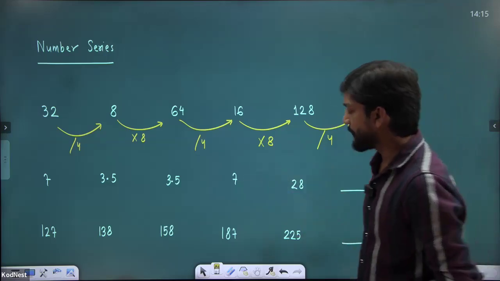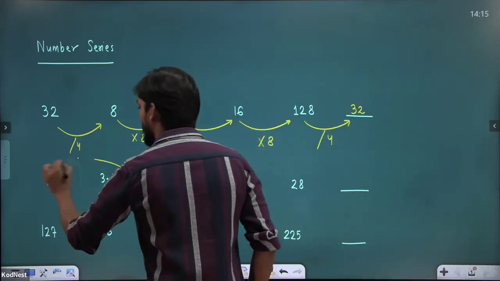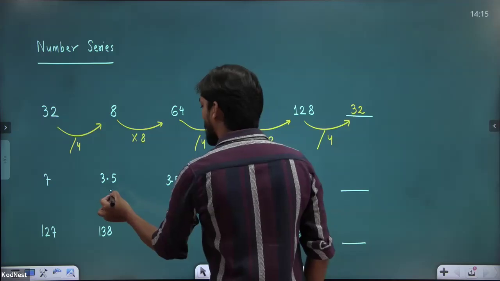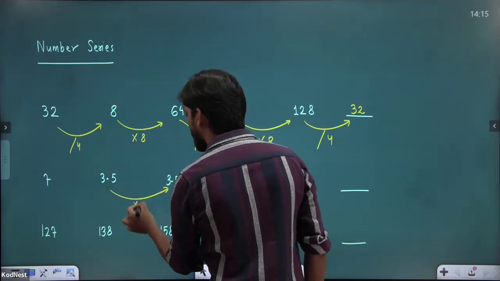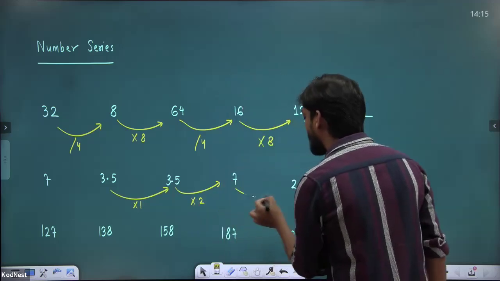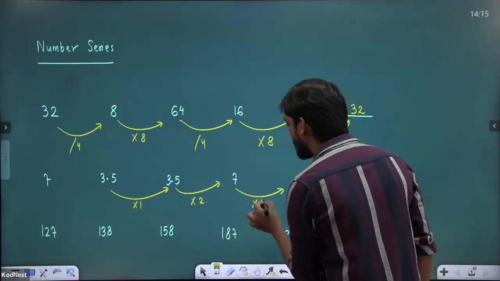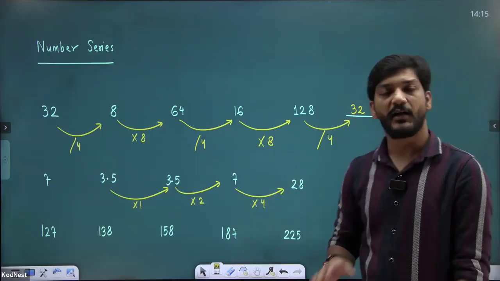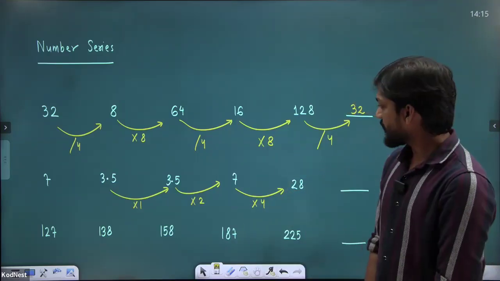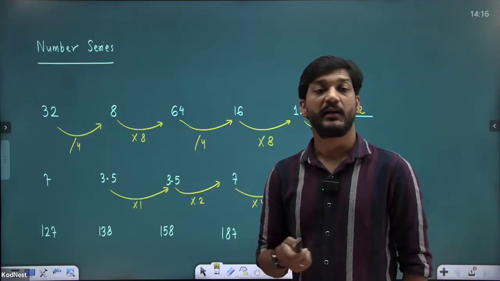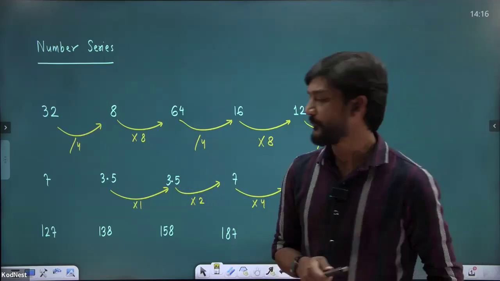Here also, don't think this part. Let's carry on from there. 3.5 into 1 is 3.5. Multiplied with 2 will give you 7. Then 7 into 4 will give you 28. So everywhere it is coming out as multiplication. But carefully see, is it 1, 2, 3? No, it is 1, 2, and 4.